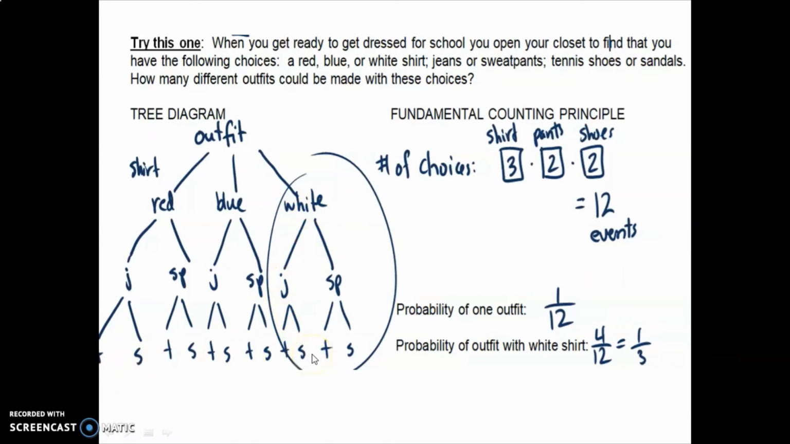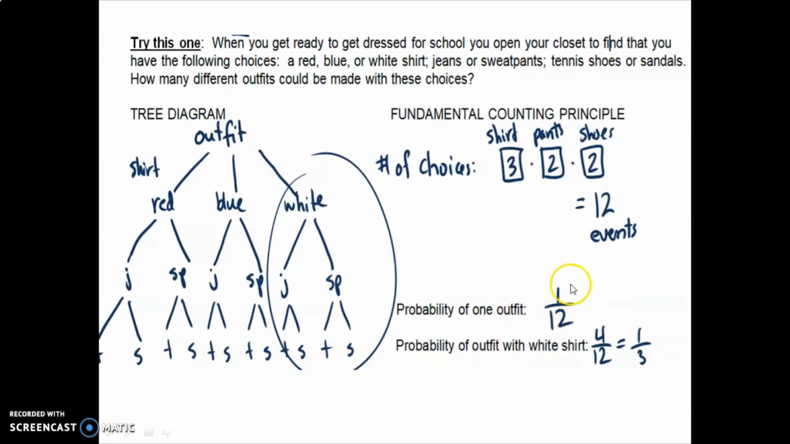So 12 possibilities. Using the fundamental counting principle, we put our 3 events here: the event of choosing a shirt, the event of choosing pants, and the event of choosing shoes. And we just multiply those 3 numbers. So it's like 3 times 2 times 2, and it shows you how many possible outcomes or how many ends to this tree diagram there are. So 12. Same result here, same result here.